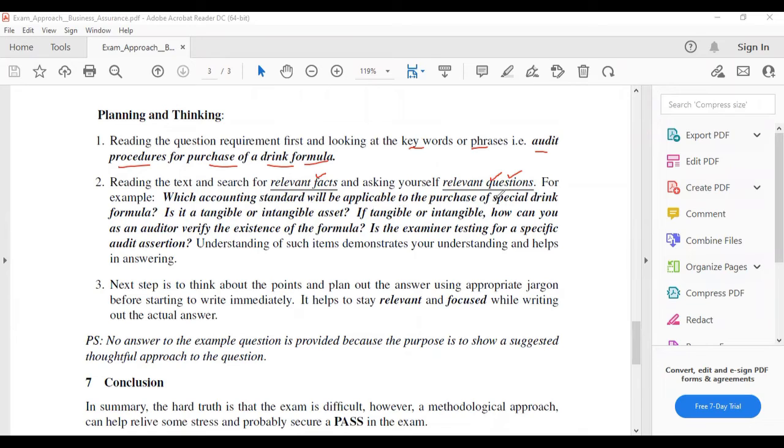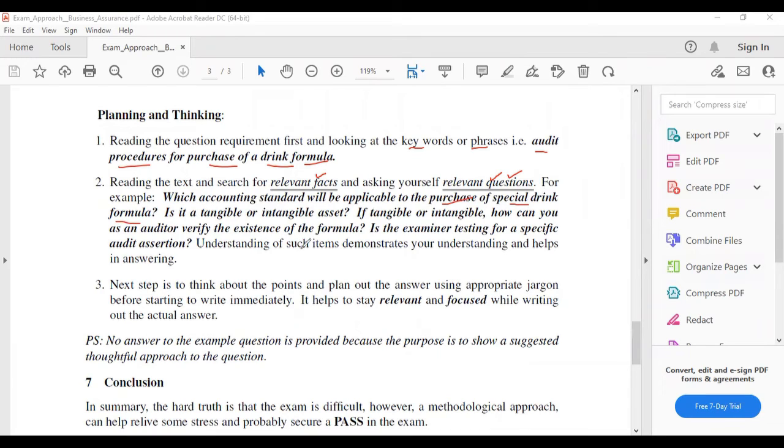So you need to have a sceptical mind, as they say, and it's in the auditing standards that as an auditor you should exercise professional skepticism and you should be independent at the same time, right? So you would have to question things, and if you don't question, how are you going to find answers, right? And the questions should be relevant. So for example, which accounting standard will be applicable to the purchase of a special drink formula, right?